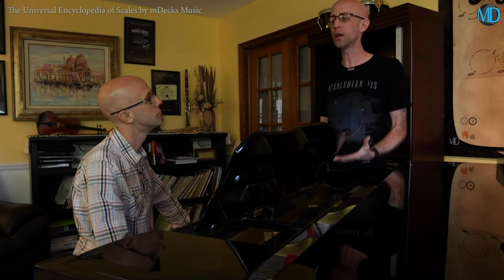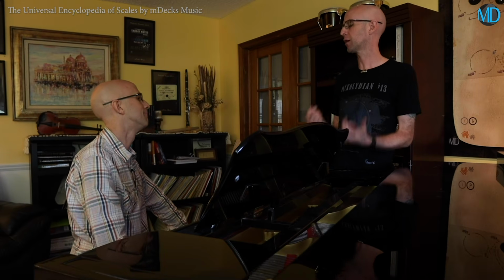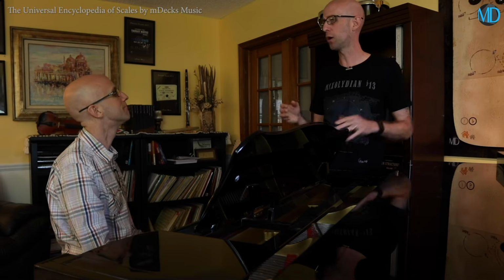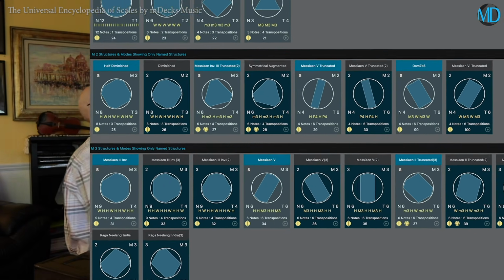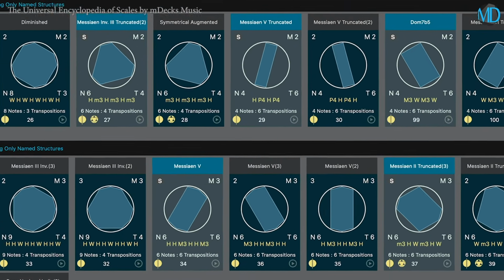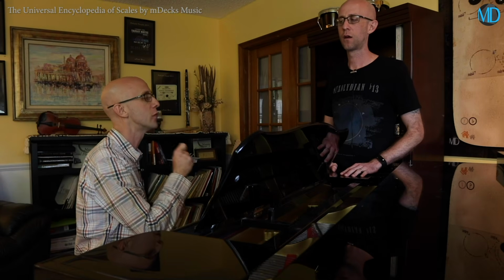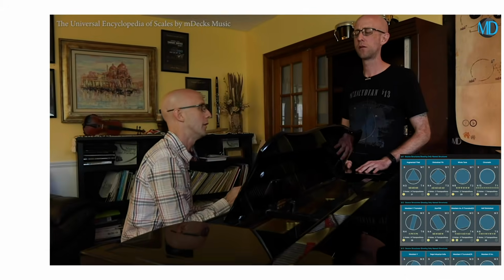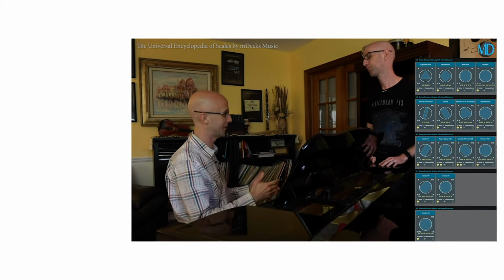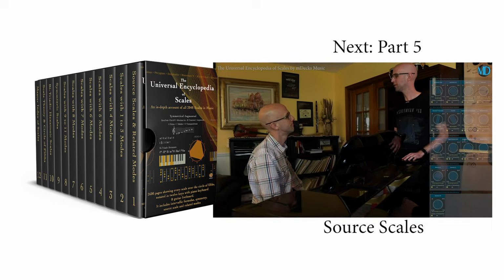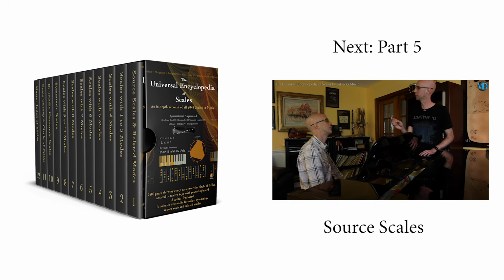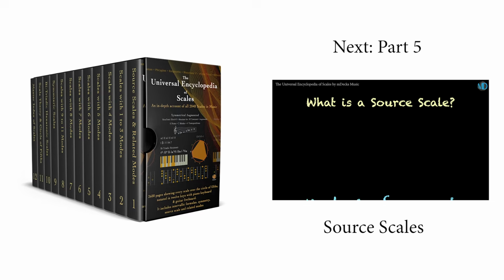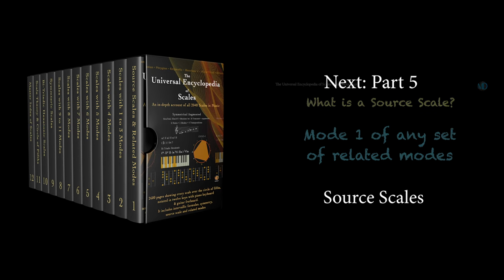That's something I've never thought about. These symmetric scales are actually kind of cool. How many of these symmetric scales are there in music? Actually, there are 37 symmetric scales in music. But a better question to ask is how many symmetric source scales are there? And the answer is 15. Wait, source scales? I heard you use that term a few times already. What exactly is a source scale? A source scale is what we would call mode 1 of any set of related modes.